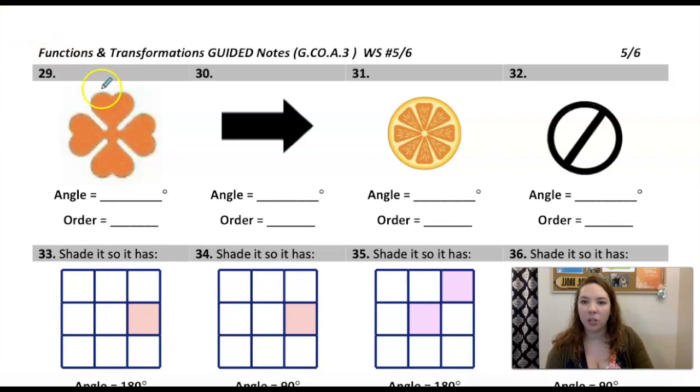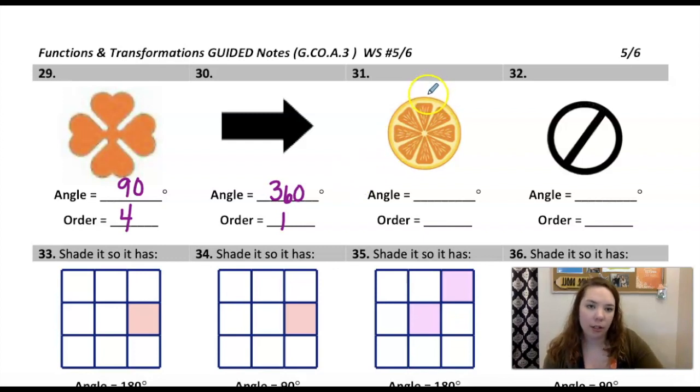All right, third page, last page. Number 29, this kind of looks like a 4-leaf clover. This is going to match each time you hit a new leaf. So it's an order of 4, which is 90 degrees, 360 divided by 4. This one I don't think will match up again until you get all the way around. So its angle is 360 and has an order of 1.